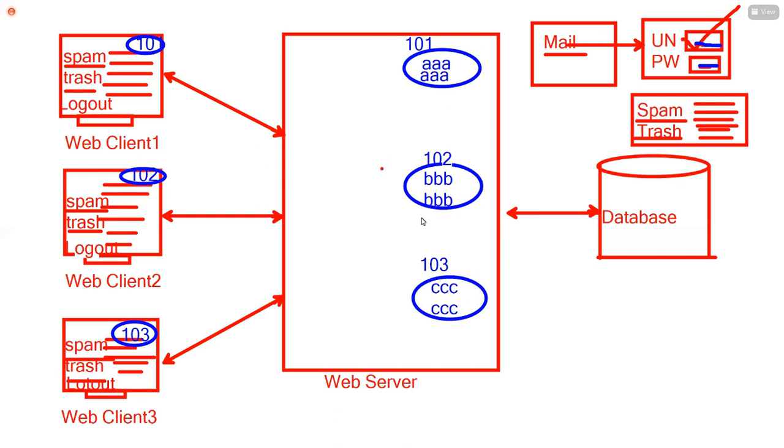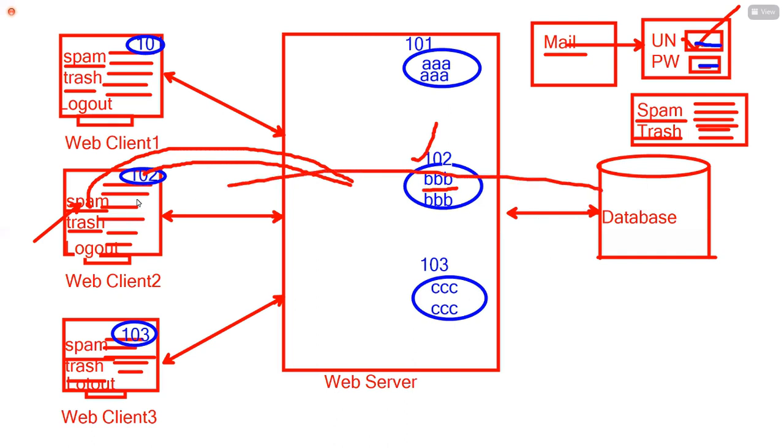Now, next what will happen? Here, this person clicked spam. When he clicks the spam request, with that request, this 102 is sent automatically. When the server receives 102, it will check whether 102 is running or not. It is there. Then the server will understand that the triple B user clicked. This is the mechanism. Then it will send the triple B spam box.